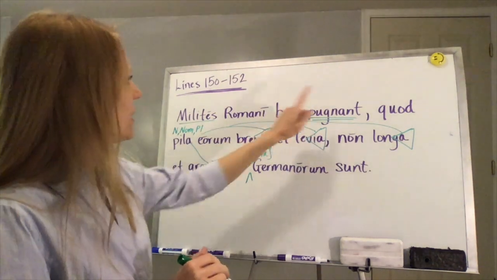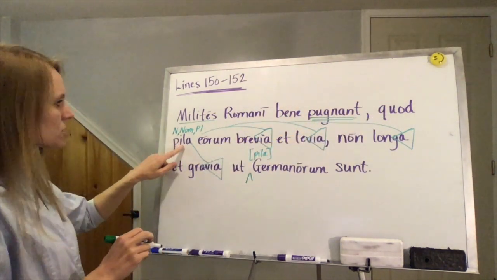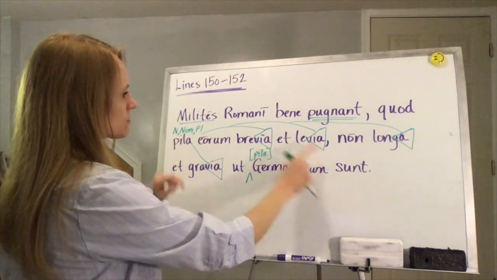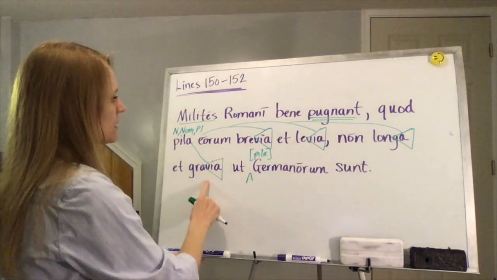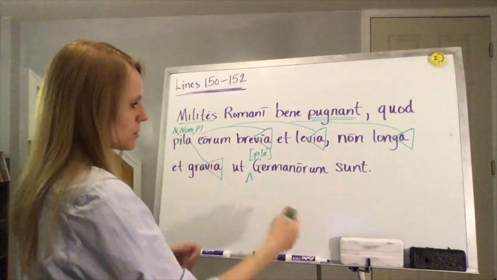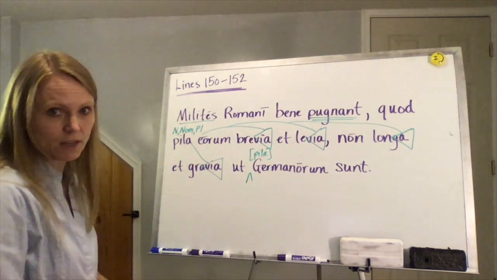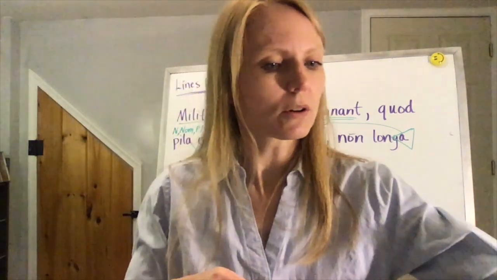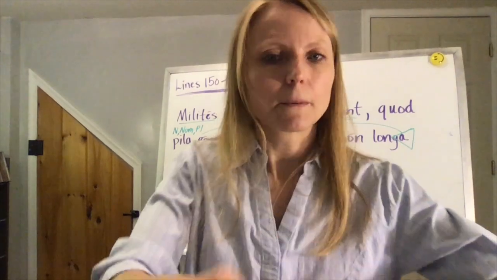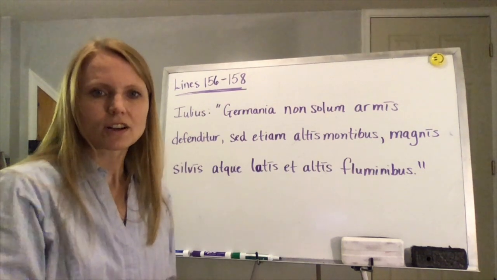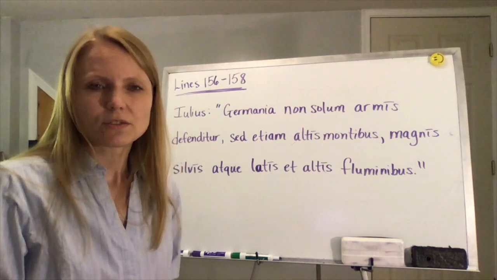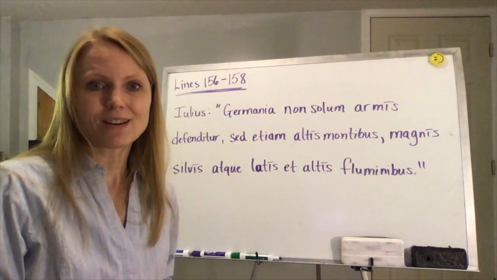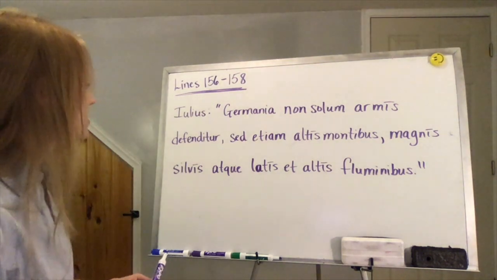Roman soldiers fight well because their spears are short and light, not long and heavy like those or like the spears of the Germans. Okay? All right, so there will be one more that we'll look at. Okay, so for our last sentence, this again is not super difficult in its construction, but there's a few little nuances here that we want to make sure that we understand. Okay? All right, so let's read it.